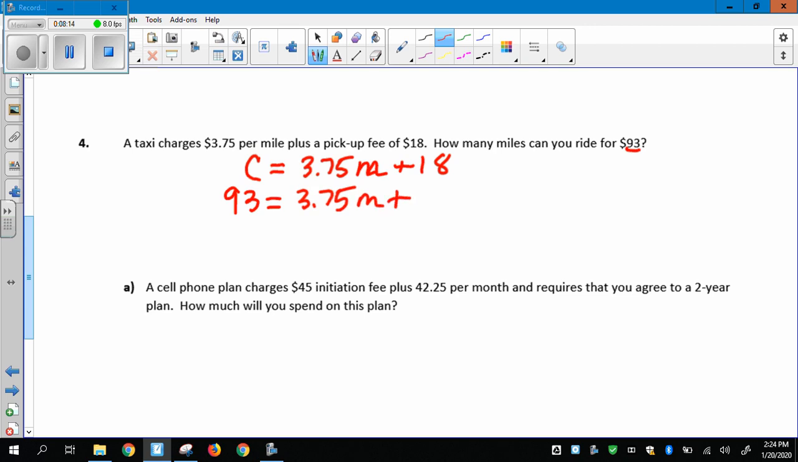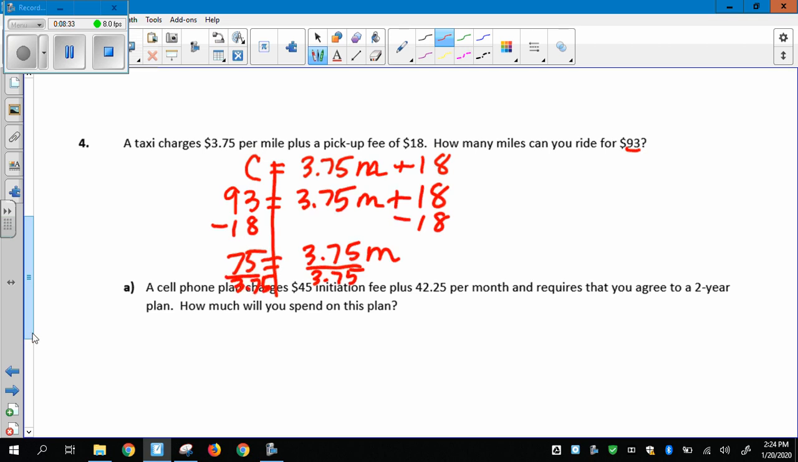And then I'm going to go ahead and solve this equation. Subtract 18 from both sides. That gives me 75. And now I only have to worry about my miles charged part. And to get that, I'm going to divide by 3.75. And I end up with the number of miles I can drive is 20 miles. And you should probably go ahead and check that.